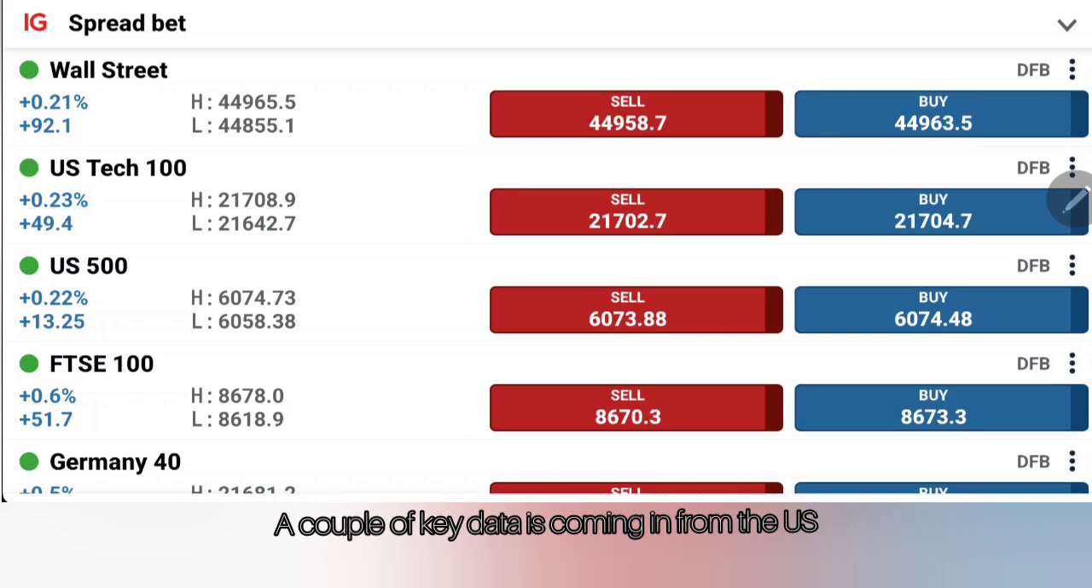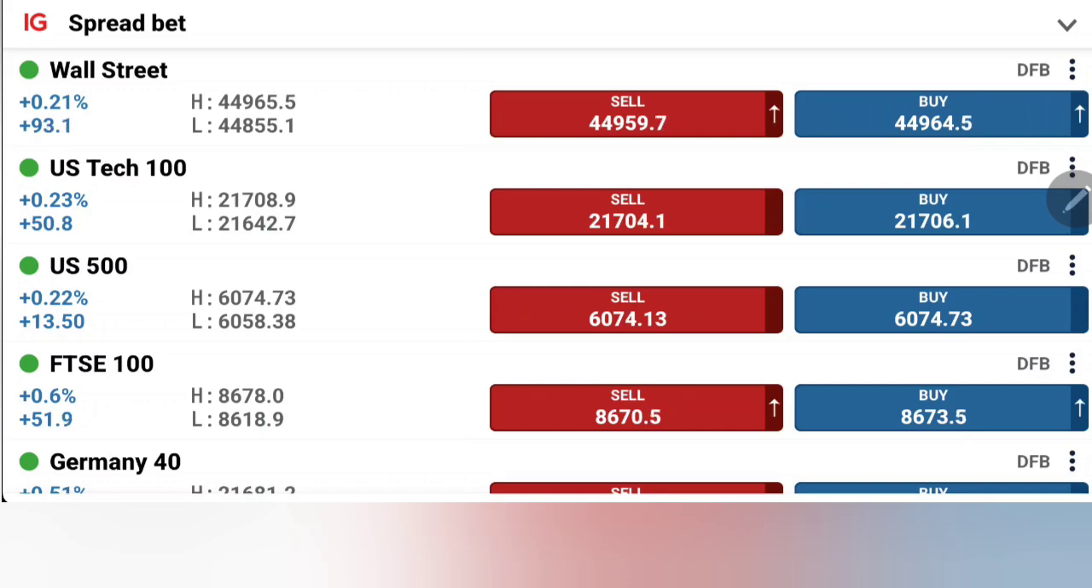A couple of key data points are coming in from the US. First is the NFP productivity, and second is the unit labor cost. Besides the weekly initial jobless claims, these three data points might bring additional volatility into the indices later in the day. And where to enter, how to profit, we're gonna see here. Let's start first with the S&P, followed by Nasdaq, then Dow, then Germany40, and in the end UK100. Watch till the end.